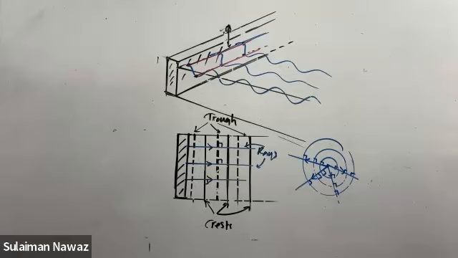Next point, in the transverse side, it has troughs and crests. In the longitudinal side, write down, it has compressions and rarefactions.